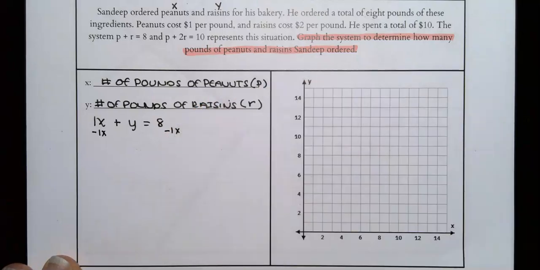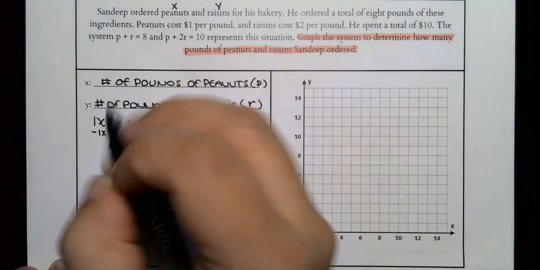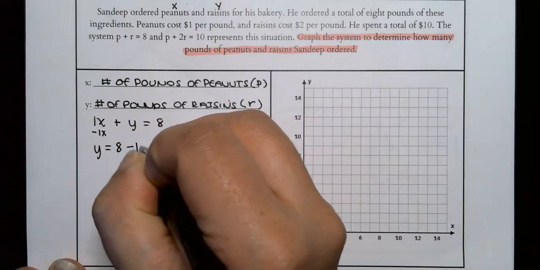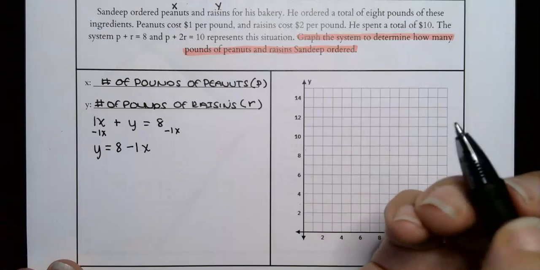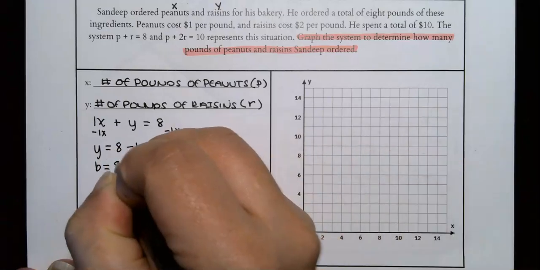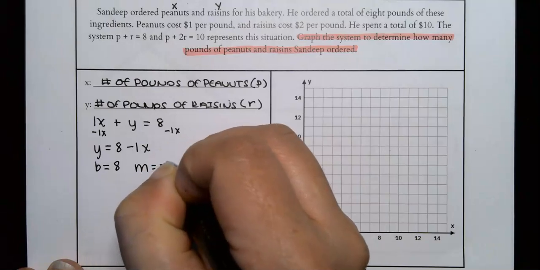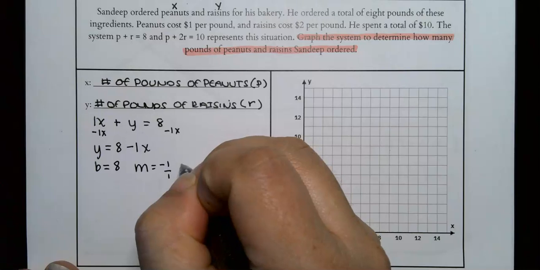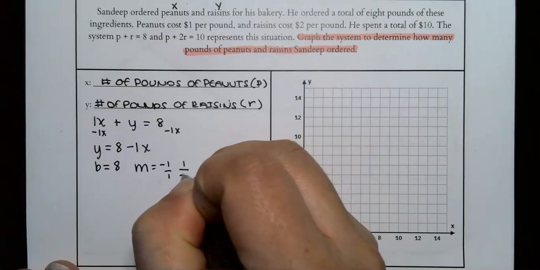So let's just take the 1, subtract it from both sides. Don't forget to carry over the x. Bring down your y equals 8 minus 1x. So from here we can identify that the y-intercept is 8. Our slope is negative 1 over 1, because remember we need a fraction. And then the reverse slope would be 1 over negative 1.